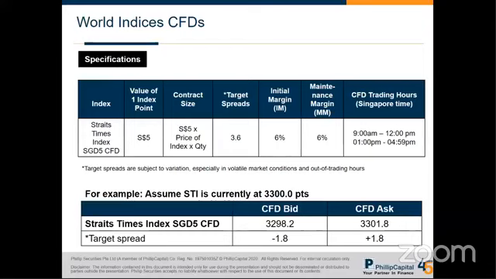So the specification, just an example, for a Straits Times Index SGD5. Each point is $5, as I mentioned earlier. So the full contract size is a multiple of $5 times the price level, and then times the quantity you are intending to purchase. So that's the full contract value.